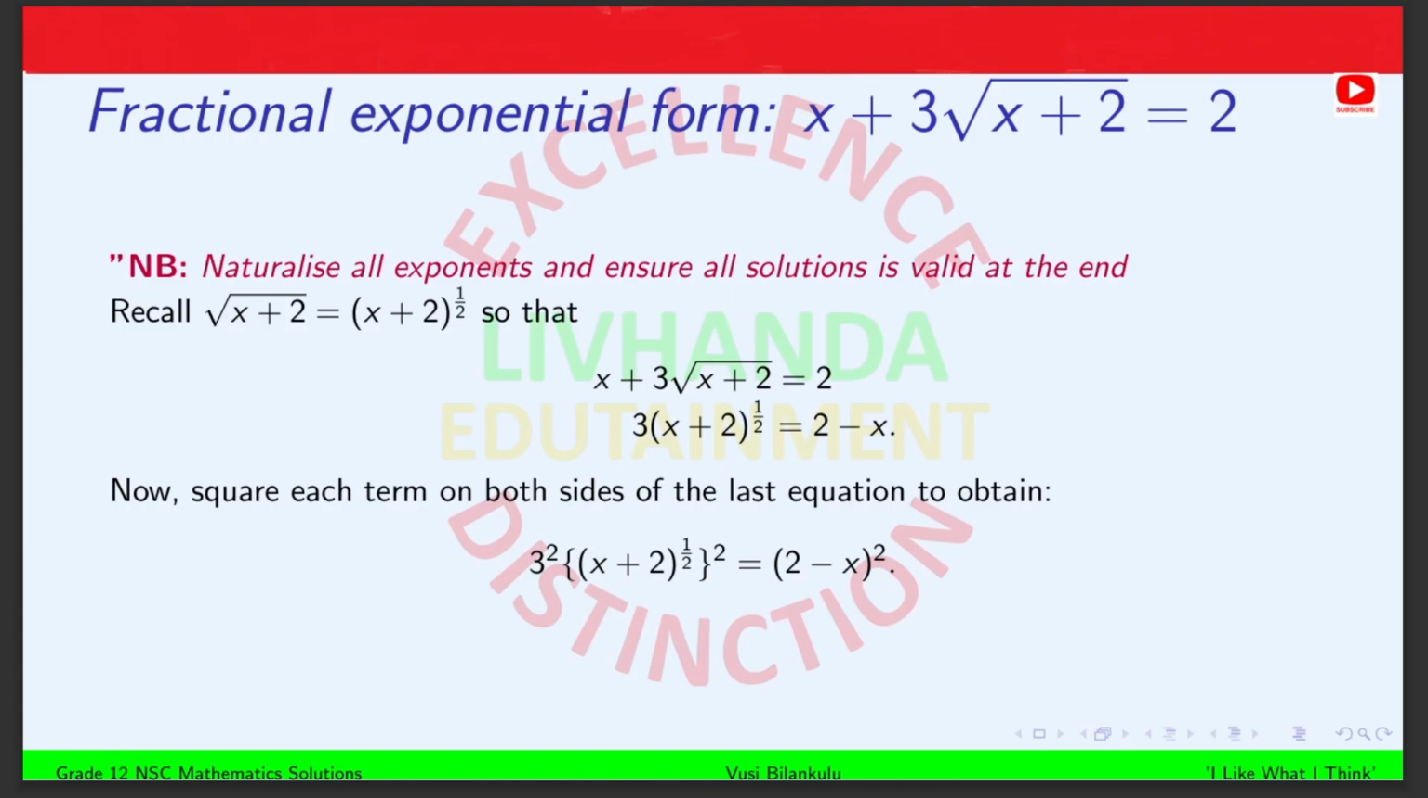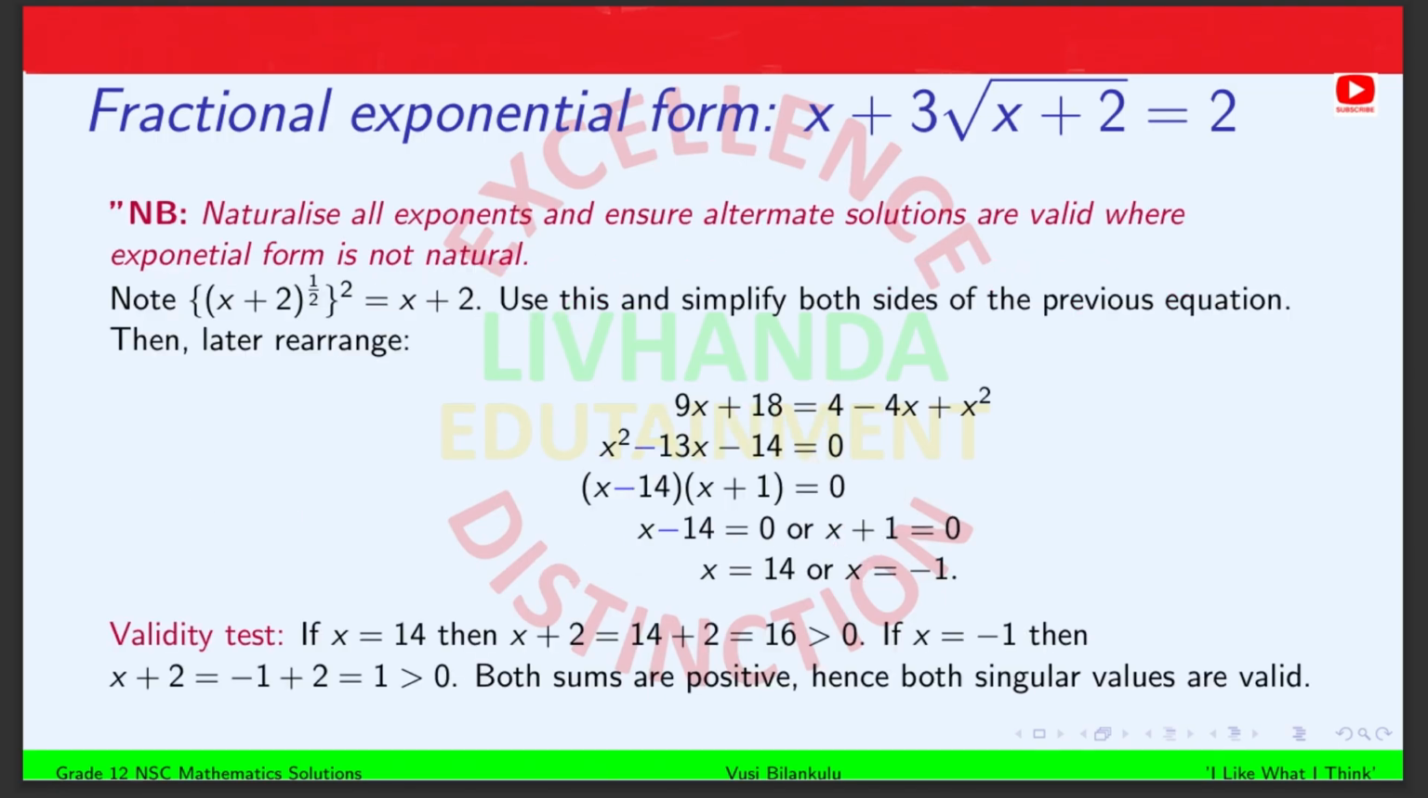Now, square each term on both sides of the equation to end up with an expression without a fraction in its exponents. And then simplify so that the equation becomes 9x plus 18 equals 4 minus 4x plus x squared. This standardizes to x squared minus 13x minus 14, with singular values x equals 14 and x equals -1. It is necessary to test if both these singular values are valid.